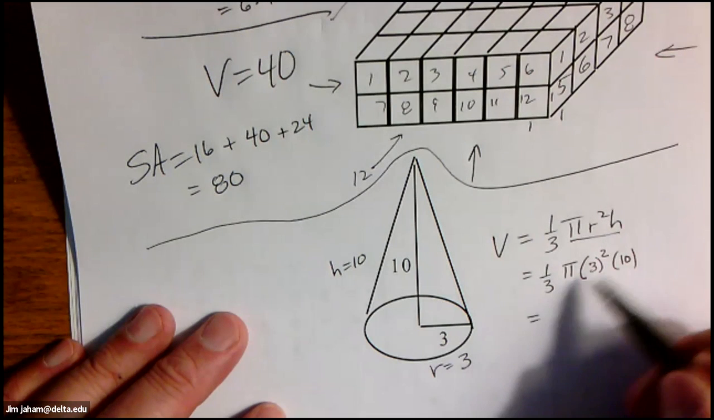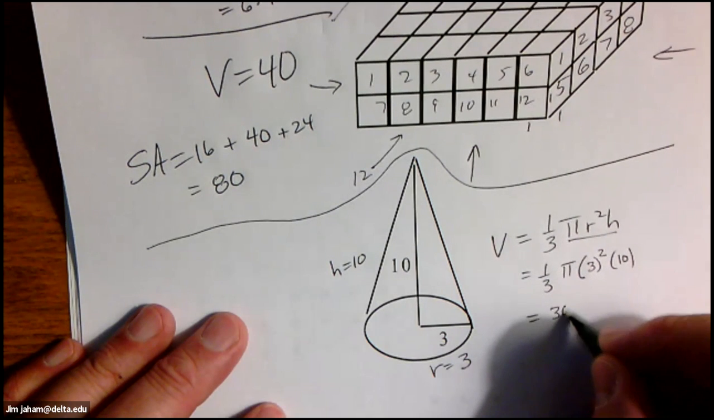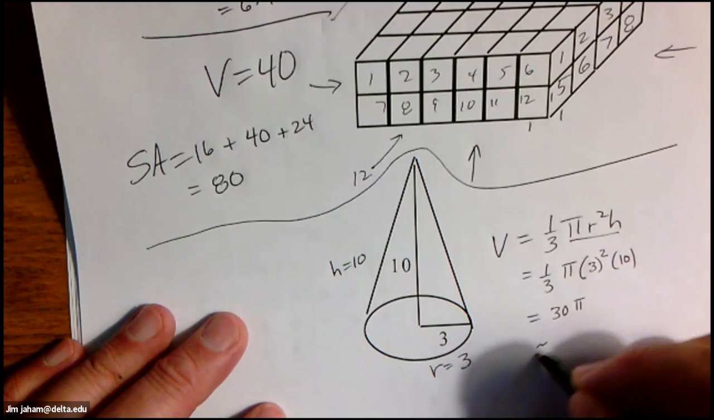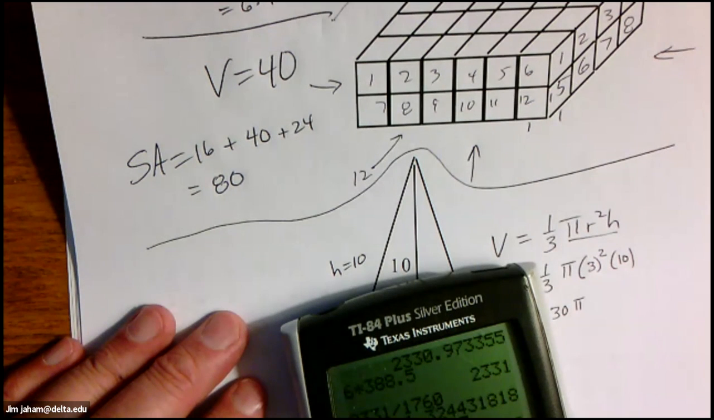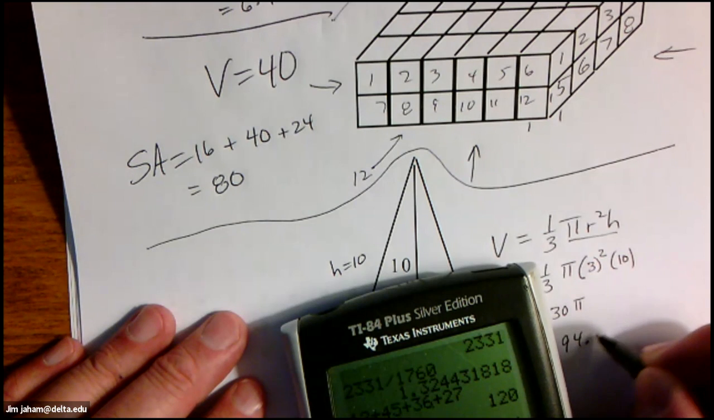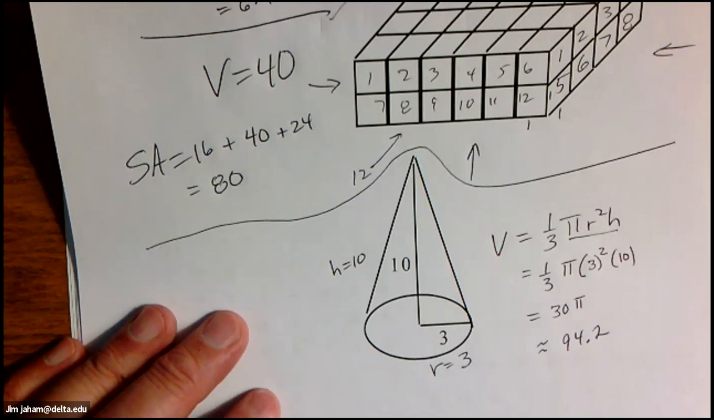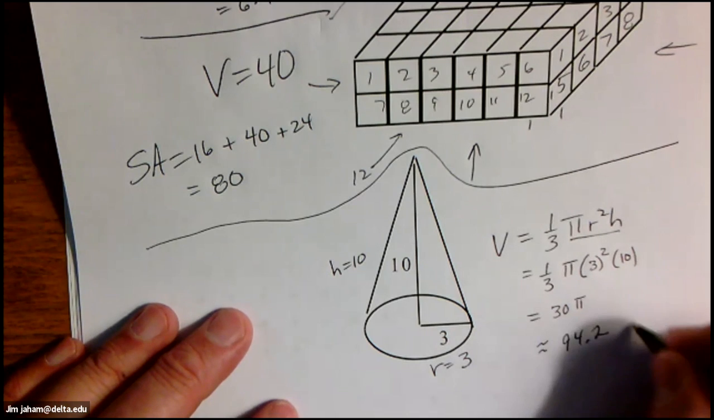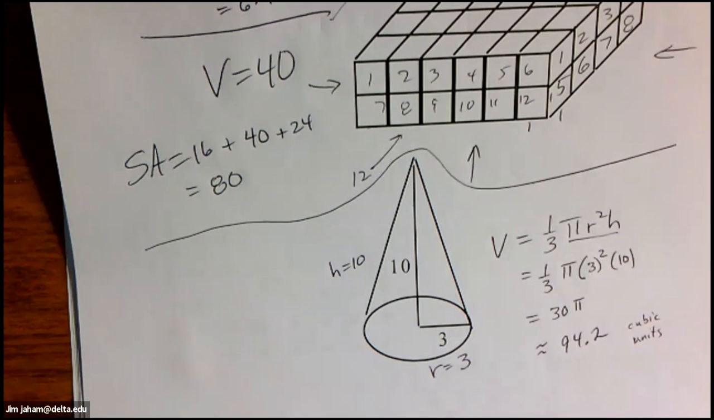So 1/3 will cancel with one of those 3's, leaving another one. And then that 3 times 10 is 30, and then you've got the pi, and 30 times pi, if you want the decimal version, is 94 point, we'll just call it 2. It's volume, so this has to be cubic inches, or cubic units, and we don't know that it's inches. Cubic inches, cubic feet, cubic millimeters, whatever.